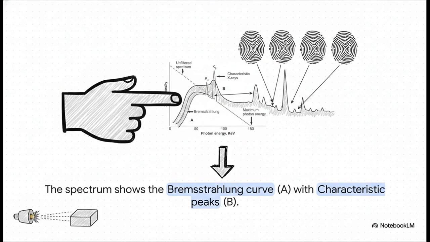And this graph shows you exactly what that looks like. You see that smooth, broad curve underneath? That's the continuous Bremsstrahlung spectrum. And then, sitting right on top of it, you have these super sharp peaks. Those are the characteristic X-rays.